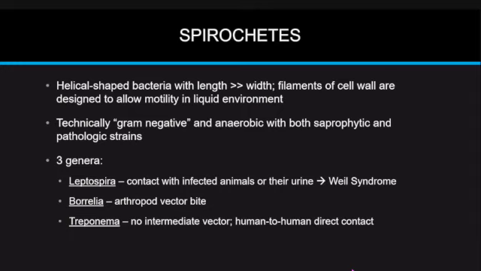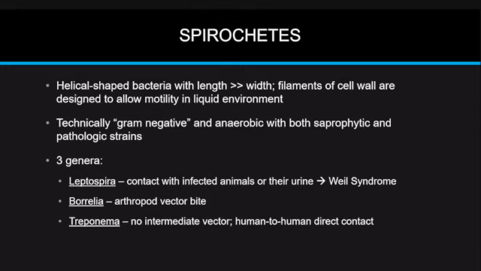Environment. So this is where you're really going to find them. Technically, they are all gram negative and anaerobic, but they have pathologic and commensal or saprophytic strains. So in your Leptospira, this has to do with contact with animals who are infected and or their urine. We see this, it's often transmitted by rats, and I believe it's rat urine.